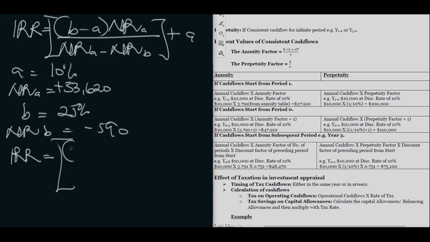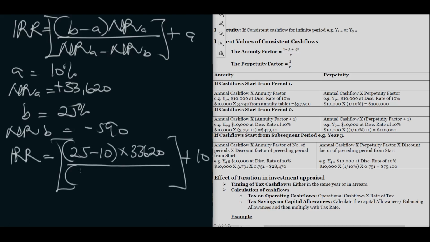So for my IRR, B, which is the highest, was 25 minus 10. You can also use decimals, no problem. It's interpolation, it will work. Times the NPV of A, which was 33,620, is what we have at the top, all plus A, which was 10. The bottom is 33,620 minus negative 590, so plus 590.